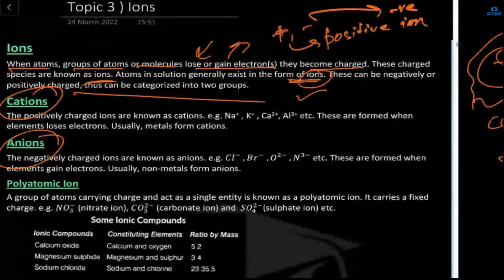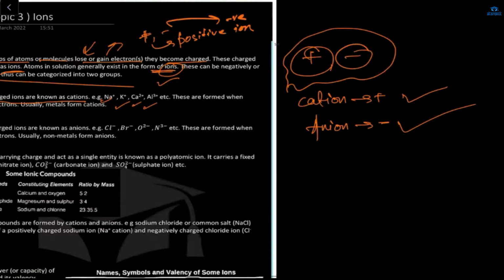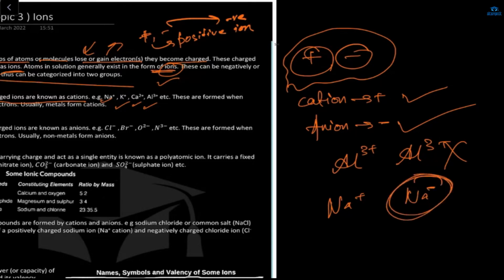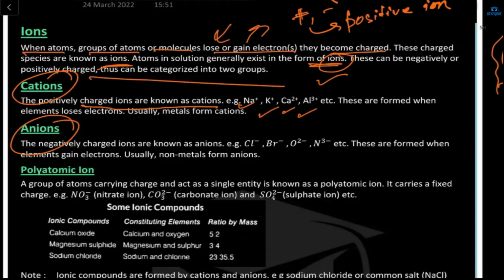Now, see, the positively charged ion is known as a cation. For example, Na+, sodium, potassium, calcium, aluminium. Al is Al3+, it's not Al3-. No. Sodium is Na+, meaning sodium is positively charged. Sodium is not negatively charged. You will never see this symbol. You will always see Na+ every time, or K+, not K-. Okay. So these are positively charged and are known as cations.